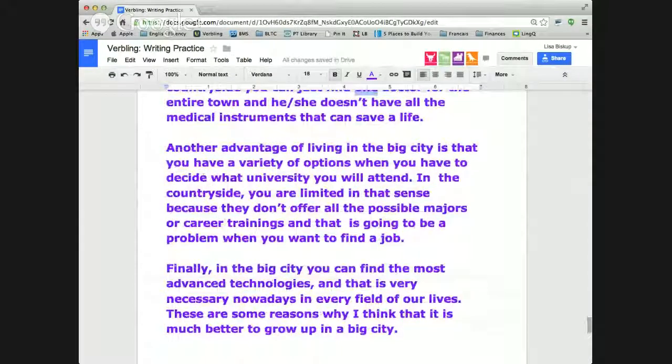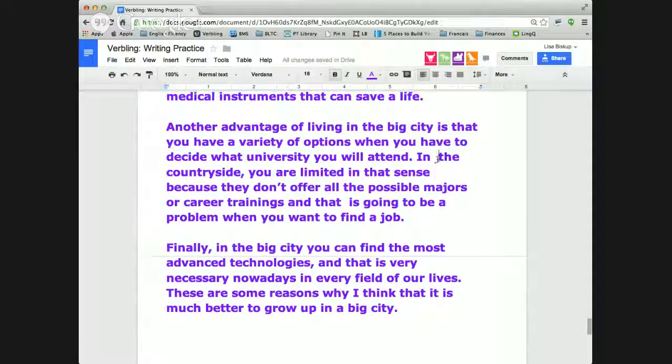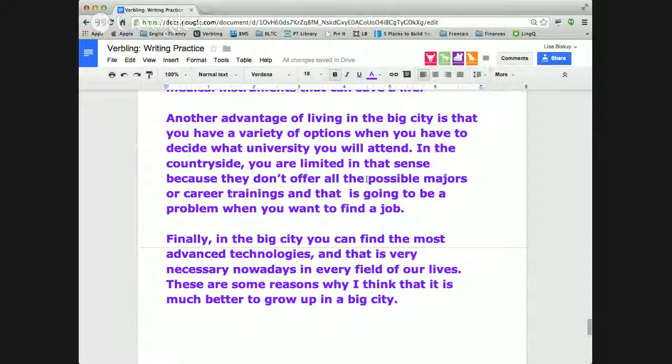And this one is a kind of a weird one, because when you decide, you can use decide on, and where, which university, you know, where you want to stay. So it's a little bit funky with the English. There's different ways that don't sound right. So I just changed it: when you have to decide what university you will attend. And in the countryside, you're limited in that sense, because they don't. And I changed this here. Instead of the careers, I changed it to, we call them majors. The possible majors or career trainings, if a college or a university has specific vocational training.